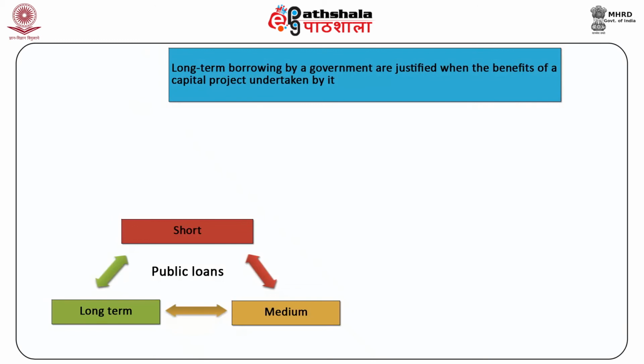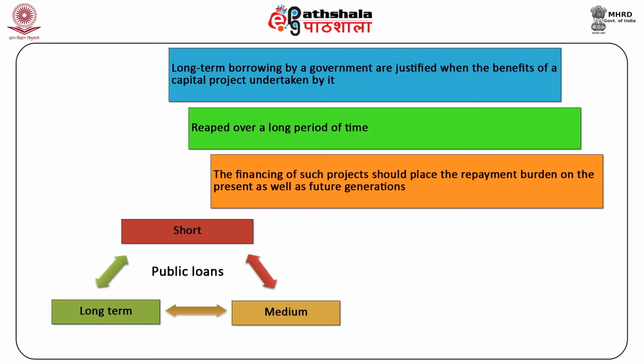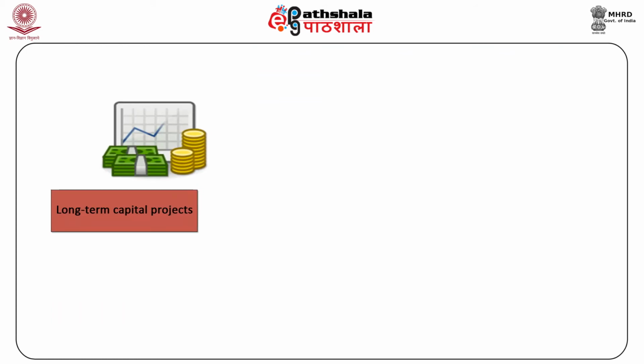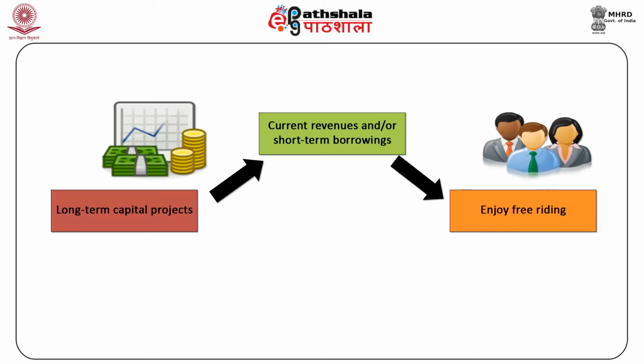Long term borrowing by a government is justified when the benefits of a capital project undertaken by it are likely to be reaped over a long period of time, that is, by more than one generation of taxpayers. The financing of such projects should place the repayment burden on the present as well as future generations. If long-term capital projects are financed out of current revenues and or short-term borrowings, the future generations would enjoy free riding. Thus, it is both fair and efficient that projects with long term benefits are financed through long term borrowings.